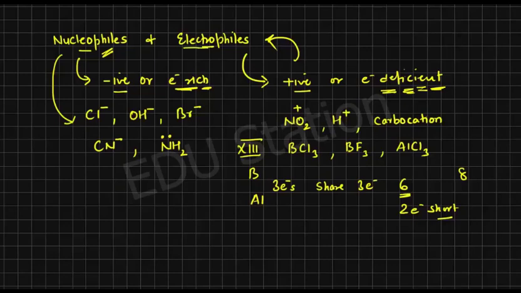Electrophile: electro means electron, phile means liking, so electron liking. Who will like electrons? Something which is positive or electron deficient. Likewise, nucleophile means nucleus liking. The nucleus is supposed to carry which charge? Positive. Which will like positive? Negative or electron rich.